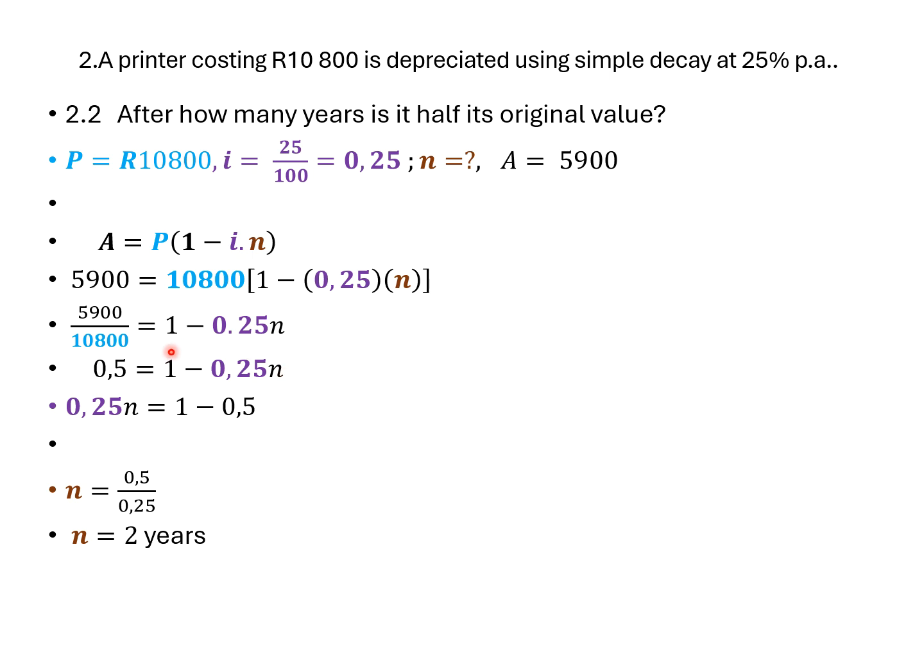If I take 0.25n across, the negative becomes positive. And positive 0.5 would become negative 0.5. So n equal 0.5 divided by 0.25, which gives me 2 years. So at 25% per annum, after 2 years, my printer is worth half its original value.